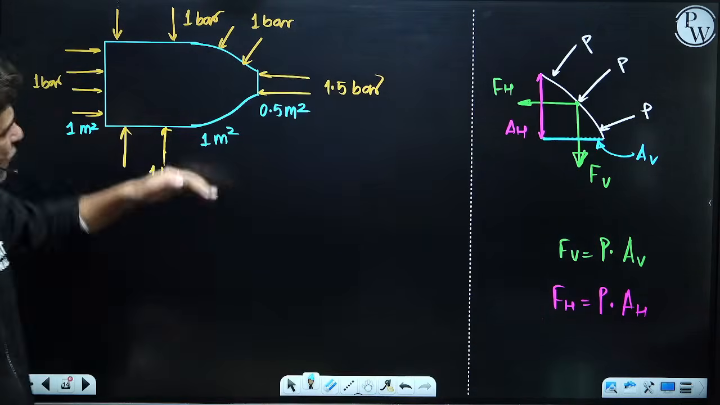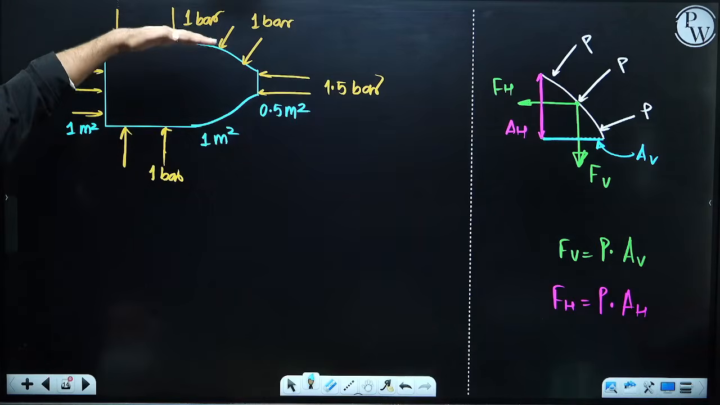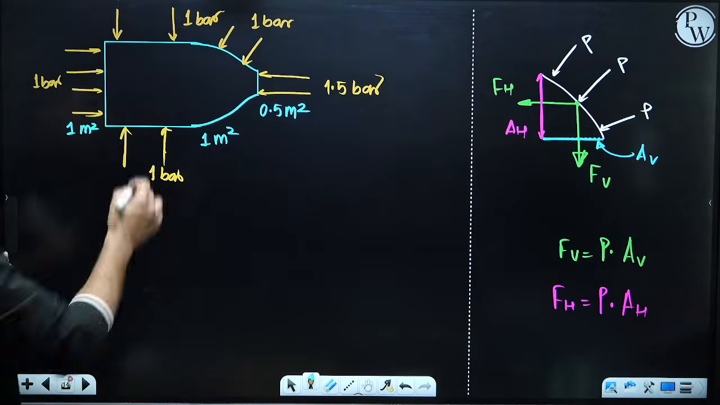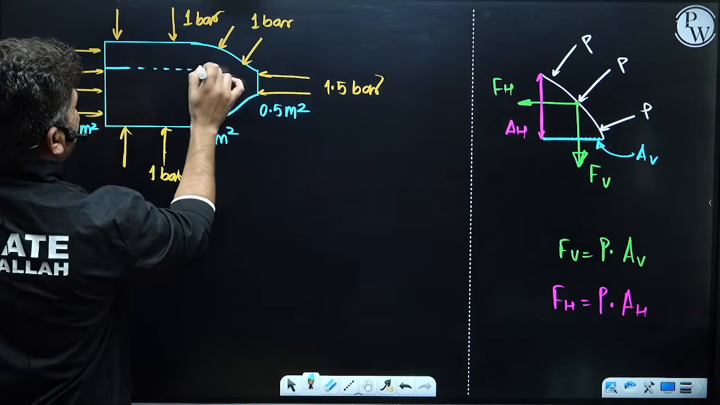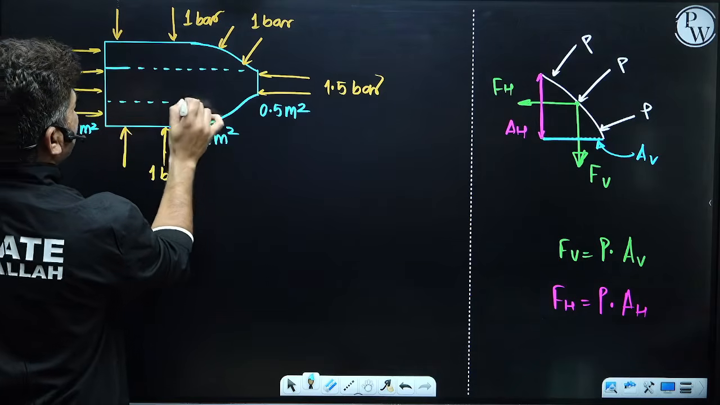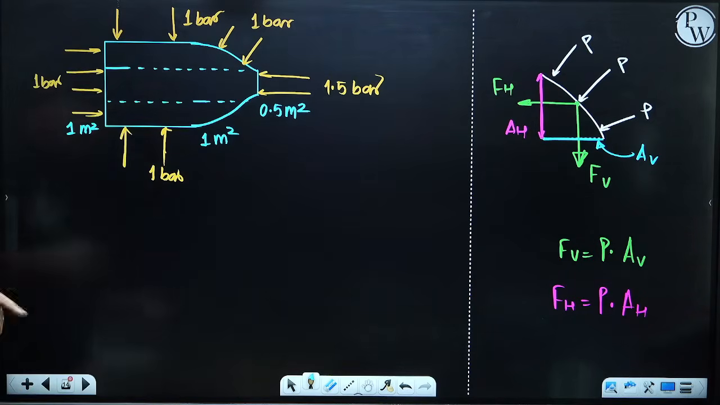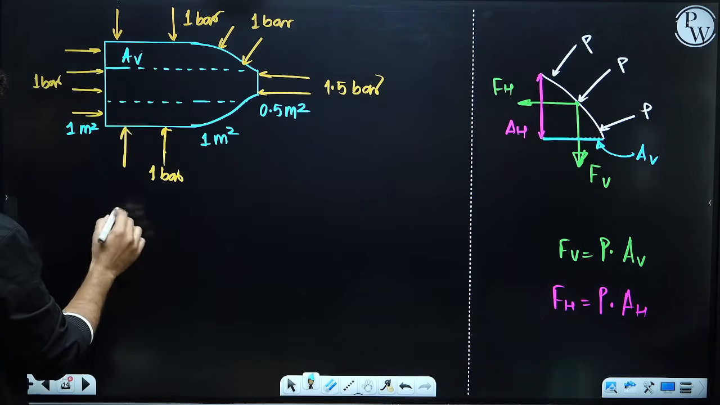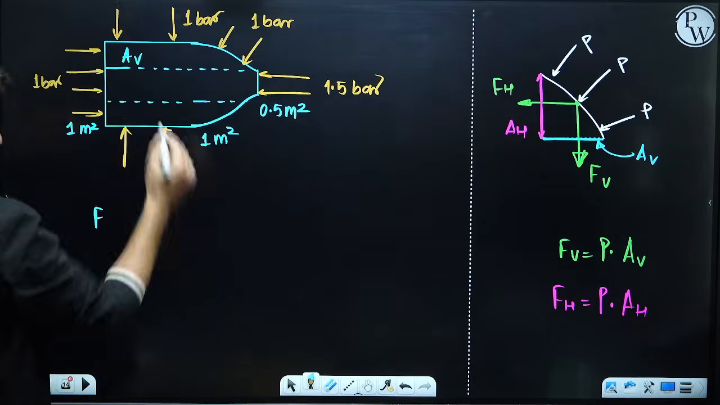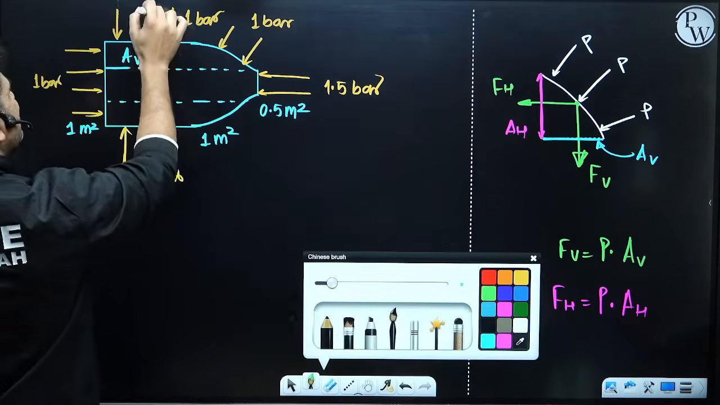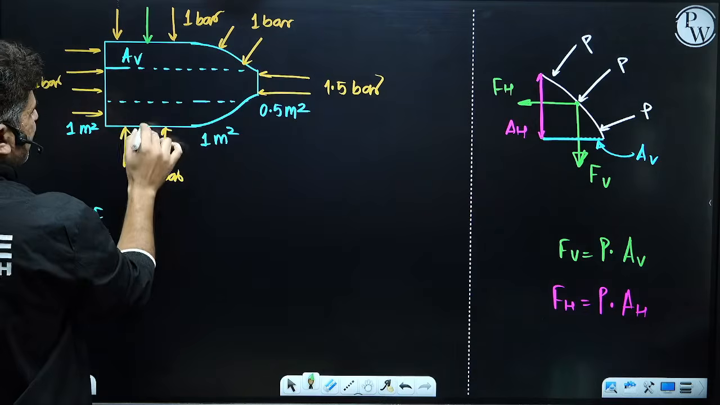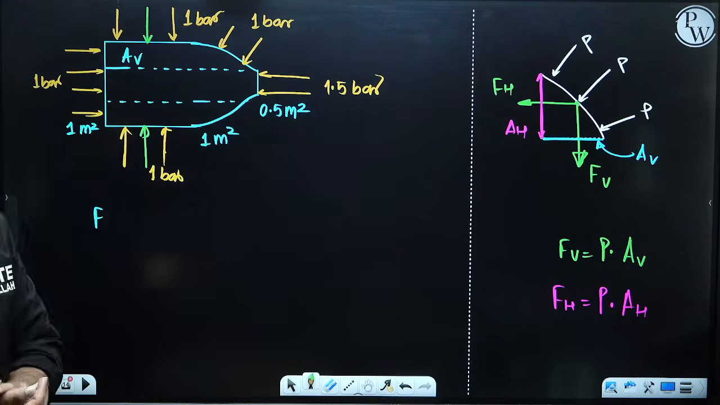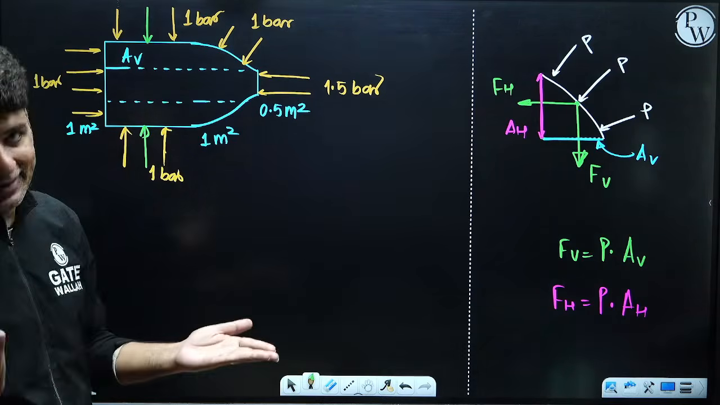So the vertical force that will be acting, let's say projected in this vertical direction and the downward direction, in both cases the projected area will remain the same. So let's say this is the vertical area. The force that will be acting vertically, in this direction and this direction, will be the same because the pressure is the same and the projected area is the same. So we are not going to talk about the vertical direction.